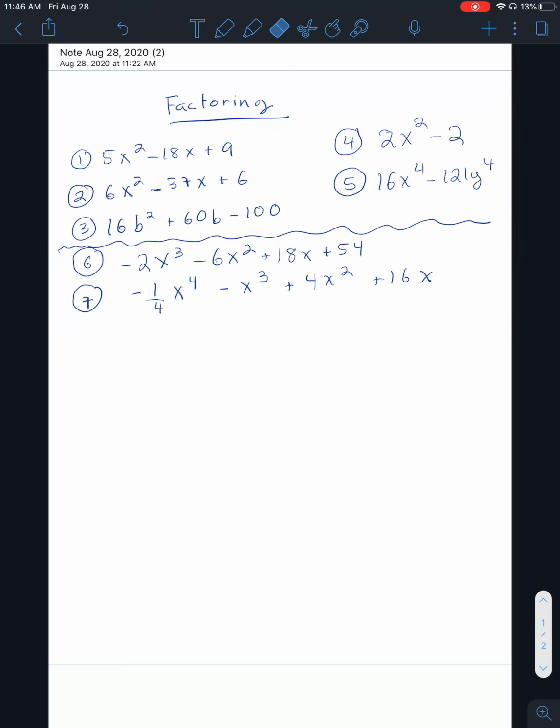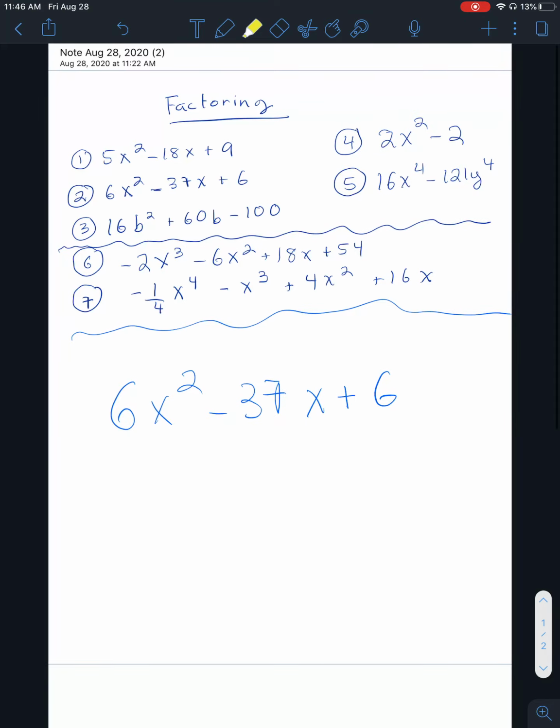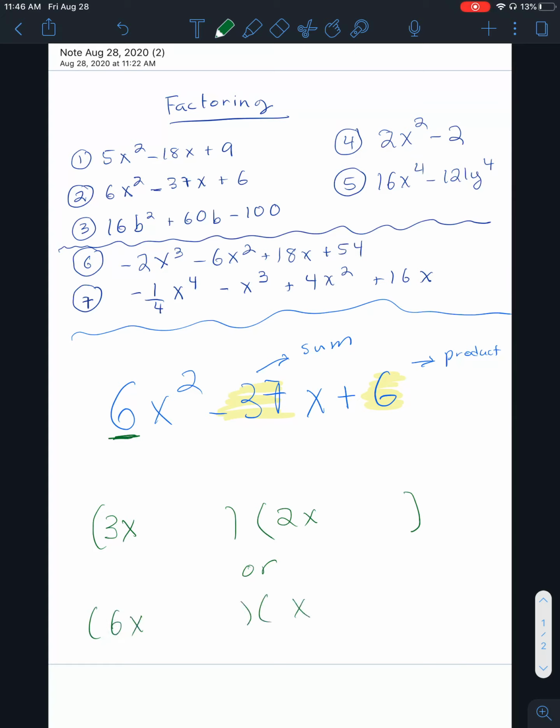Okay, so next we're going to do number 2, which is 6x squared minus 37x plus 6. You just want to get in a habit of labeling, oh, product, sum. And this time, your first number is a 6. So the issue with this is there are 2 options. You can have a 3x times 2x or 6x times x.